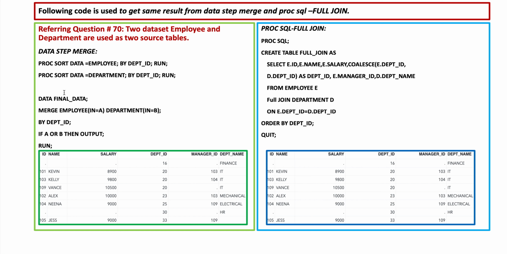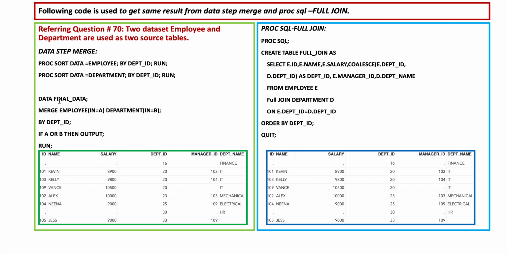In this example, the employee and department tables are going to merge by department ID. That's why we are sorting those two tables by the department ID variable. Proc sort data employee by department ID, run. Proc sort data department by department ID, run.